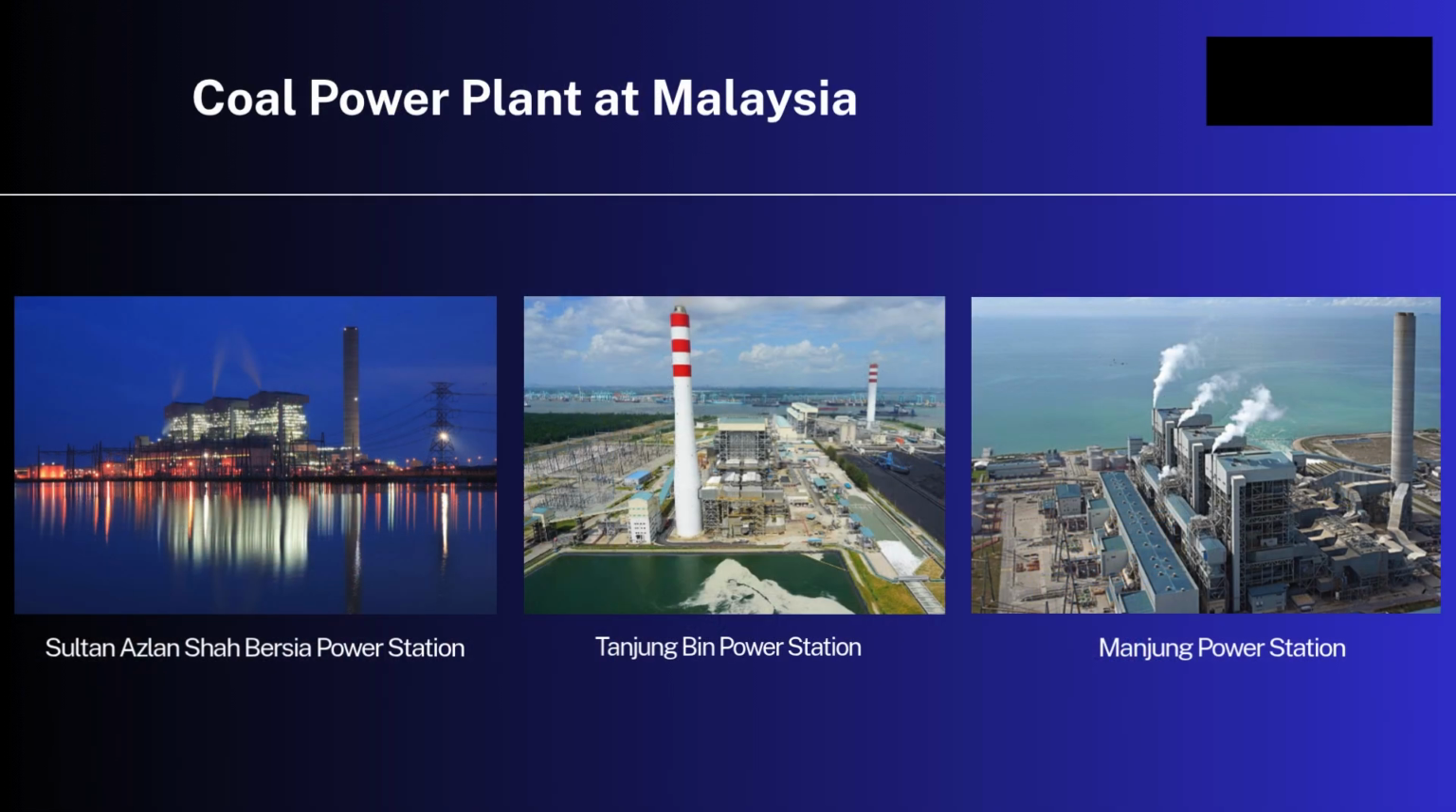On this slide, we show 3 major coal-fired power plants in Malaysia. On the left is the Sultan Azlan Shah Bersia Power Station located in Perak. In the middle is the Tanjung Bin Power Station, which is one of the largest coal power plants in Malaysia, located in Johor. And on the right is the Manjung Power Station, also in Perak, known for using advanced ultra supercritical technology to improve efficiency.